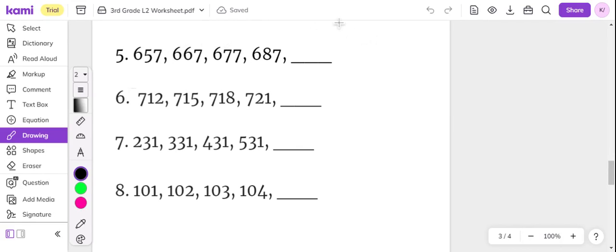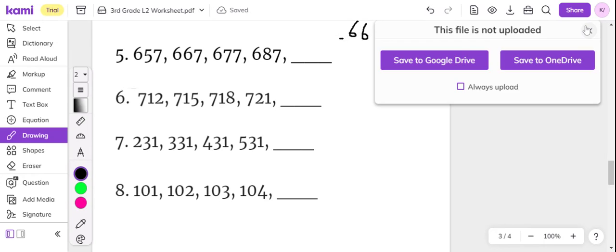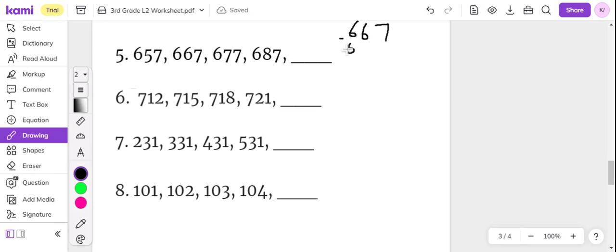So we take 667 and subtract that by 657, and we should get 10. So that means each time it goes up by 10. So 687 plus 10 is 697.